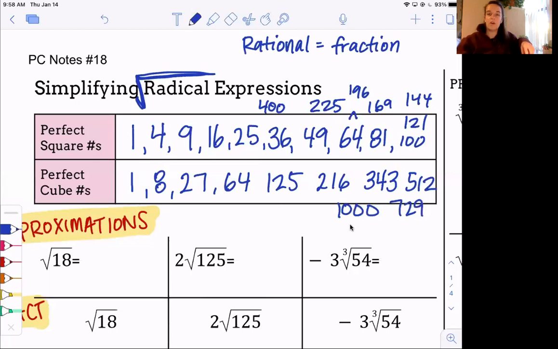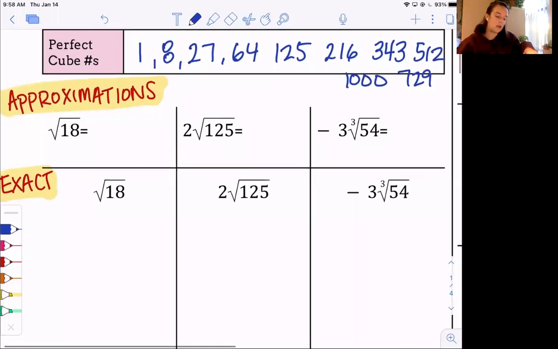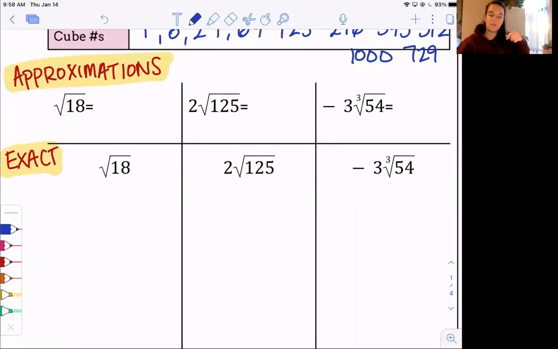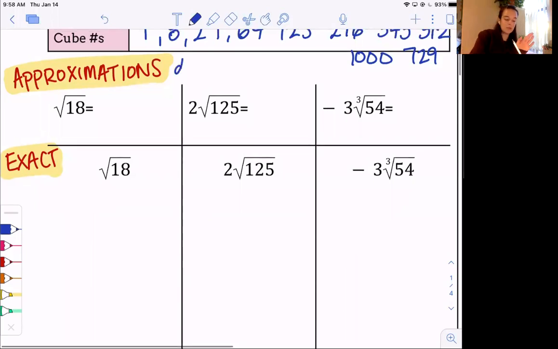Cool. So we have all of our numbers there, right? For our approximations, there are two ways that we can deal with radicals. One is an approximation. Approximations include decimals. So it's the decimal equivalent of this.